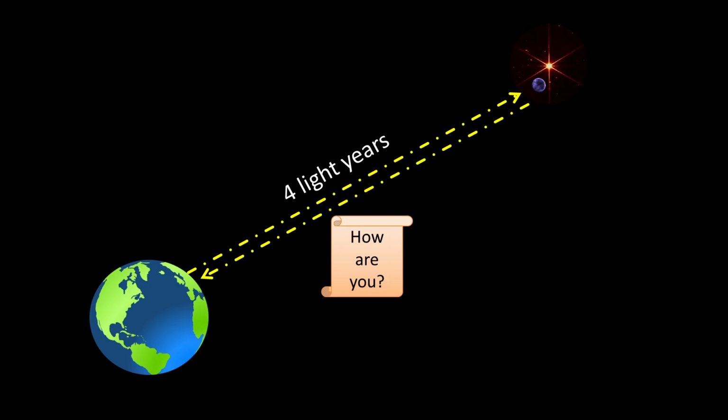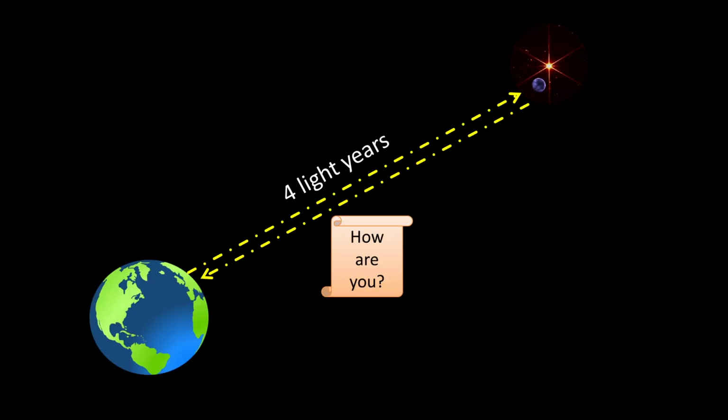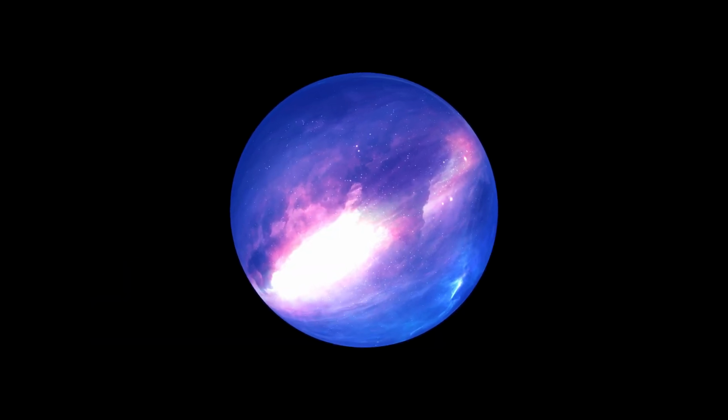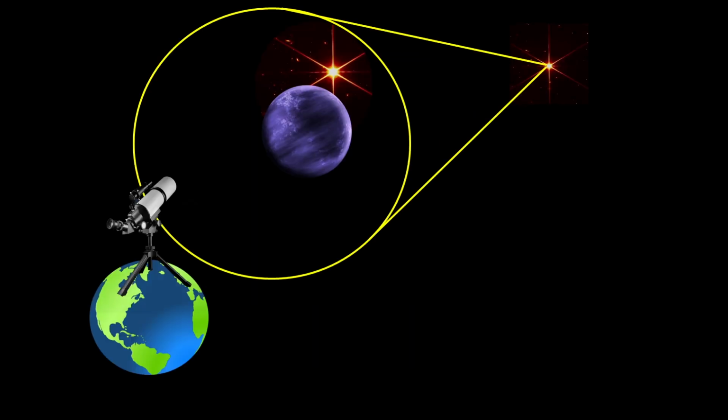Okay, now coming back to our original question. If you send a message to a place that's 4 light years away just to say how are you, you don't deserve to become an interstellar species. By the time you become an interstellar species, you should already be able to predict whether people living on a distant planet are fine or not. You can do that by observing and tracking their data.